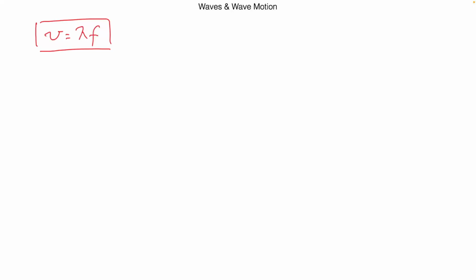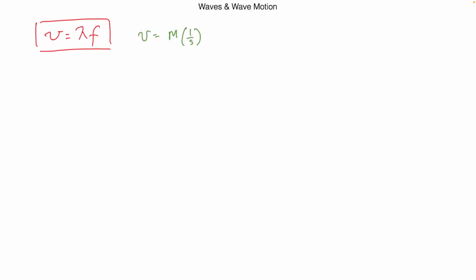Wavelength's units are what? Meters. And units of frequency are? Hertz. And what's a hertz? Per second. It's 1 over a second. So what are the units of a wave's speed? Meters per second. Right?